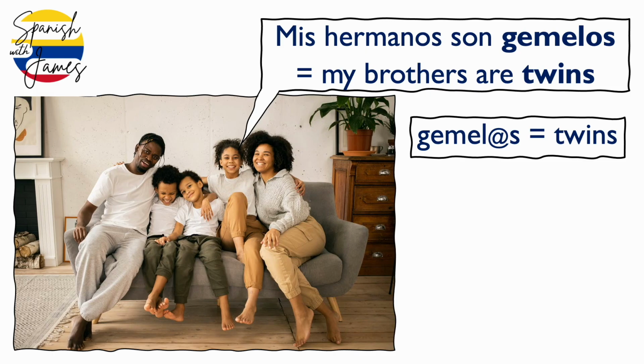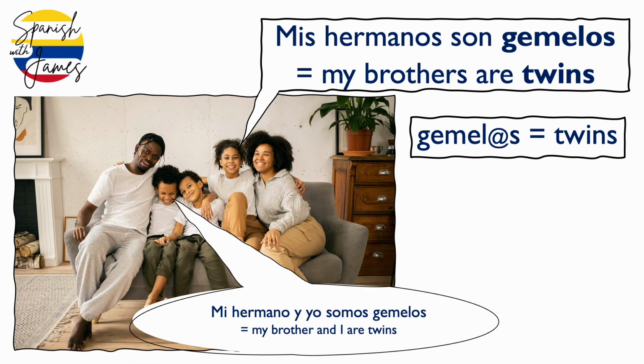If this girl were to say my brothers are twins, she'd say mis hermanos son gemelos. So mi for one becomes mis, it becomes plural. Hermano becomes hermanos, so we add an S to make it plural, and then son means are. And this guy would say mi hermano y yo somos gemelos. My brother and I, we are twins.